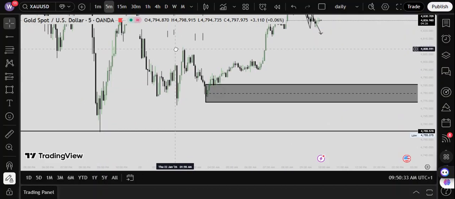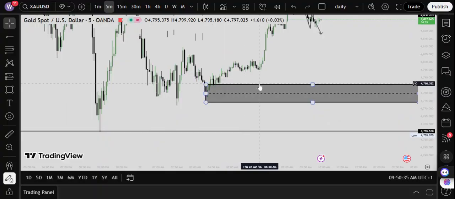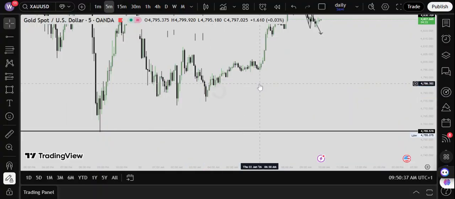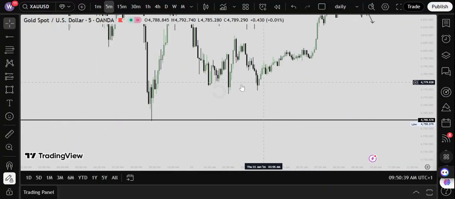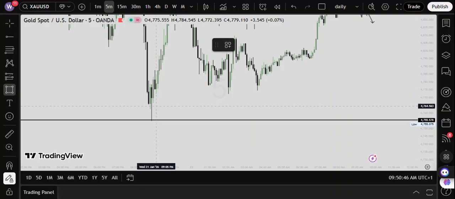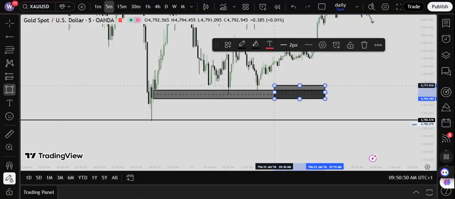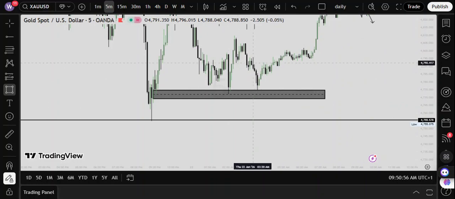Now let's look at the support area. Let's take this out so that we can get it clear. Now you see this is a strong demand area. Price has been rejecting multiple times, right? So you mark your support area, which is at this zone, right? Now afterwards we saw price got to this point.